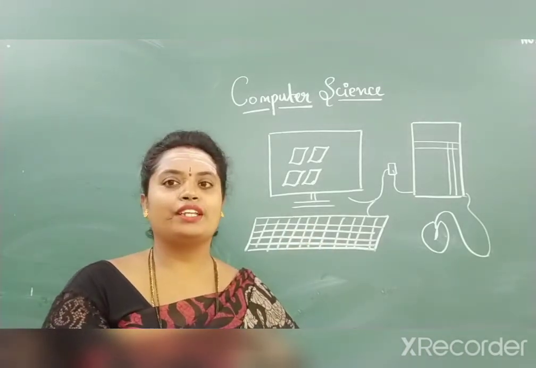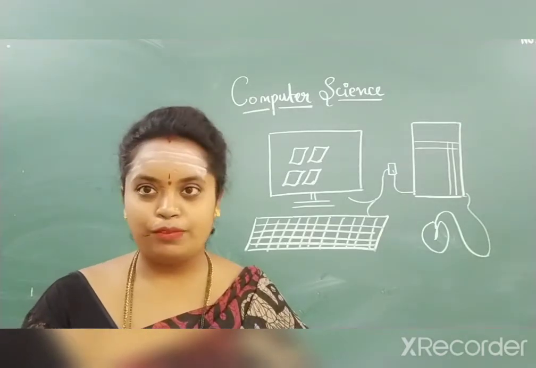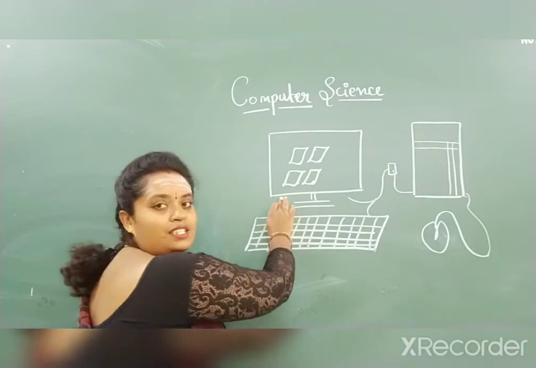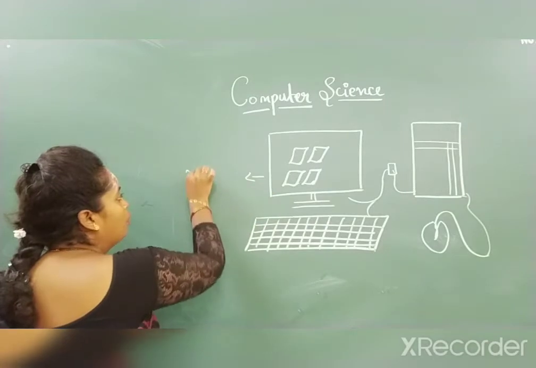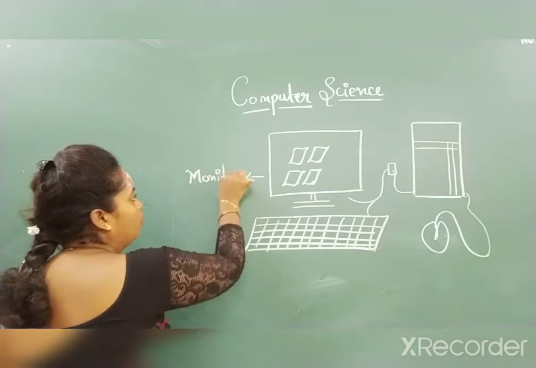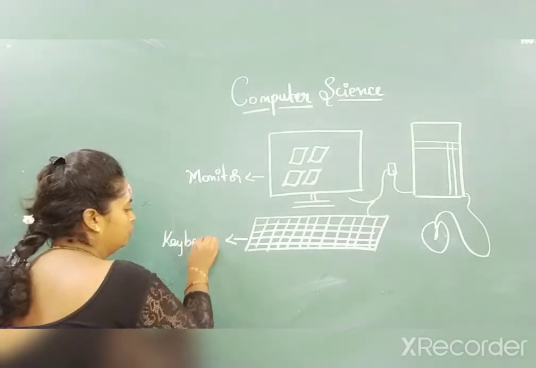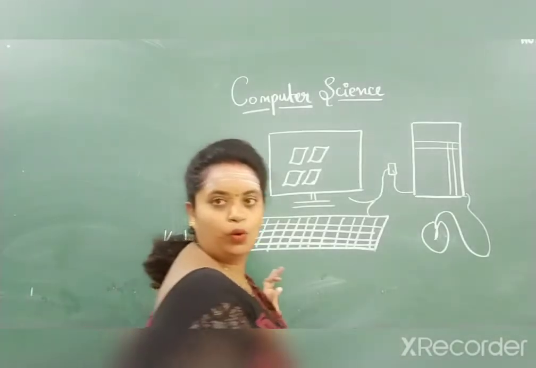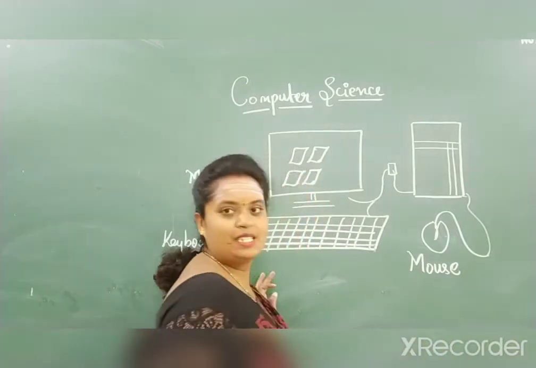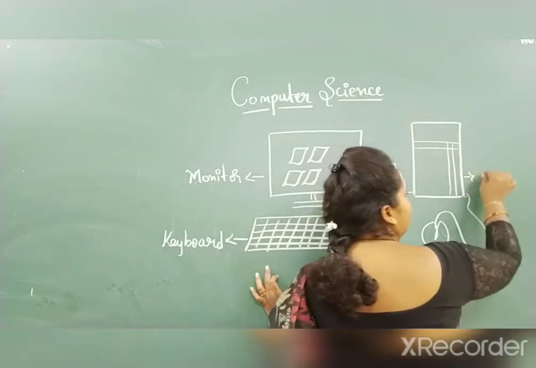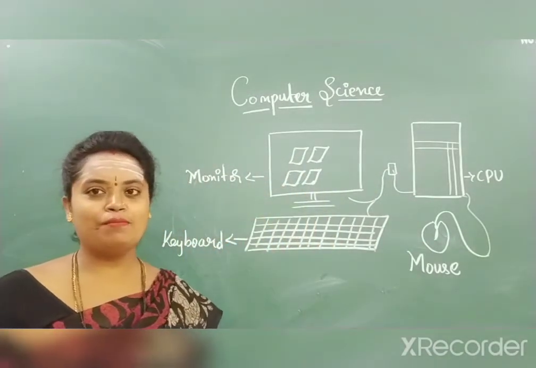Before doing this, I just want you to concentrate. So what is this? It is a monitor. You can answer with me. Monitor. This is keyboard. Keyboard. Yes, children. This one, mouse. Yes, mouse. And this is CPU. We'll be seeing each of them in particular.